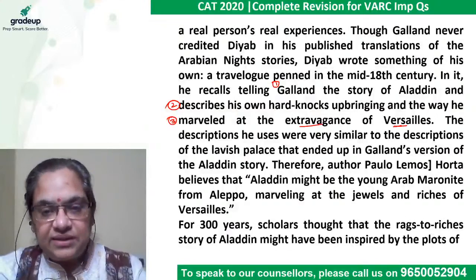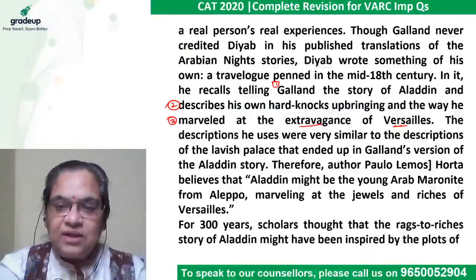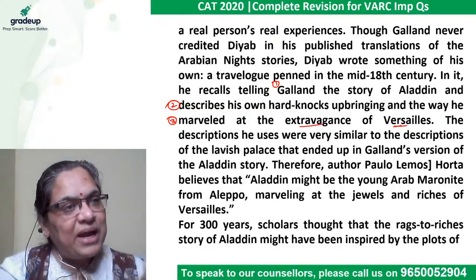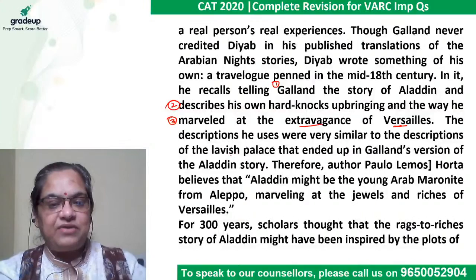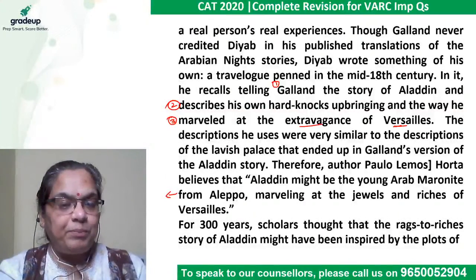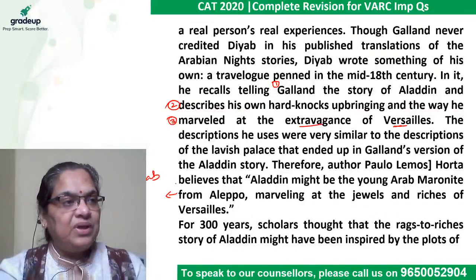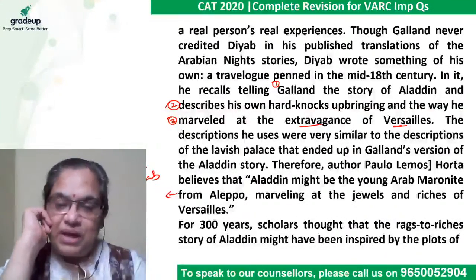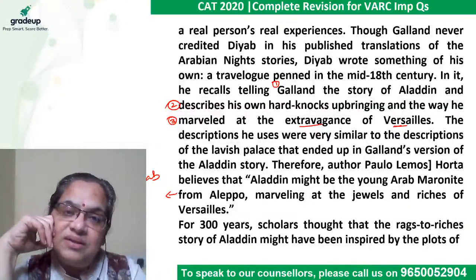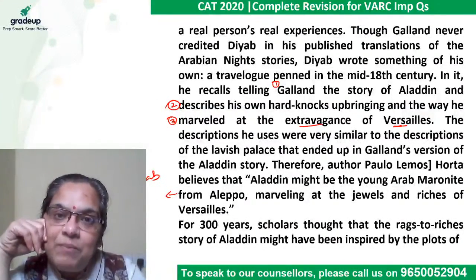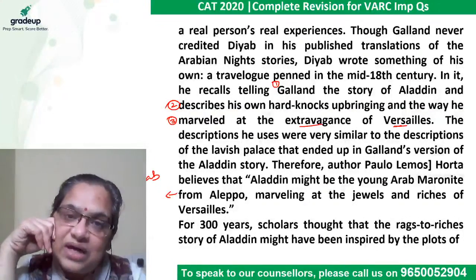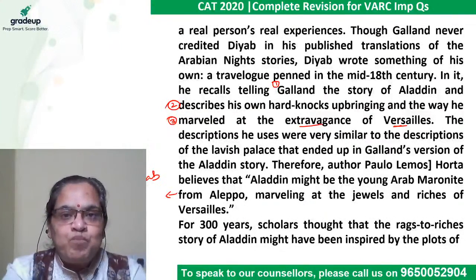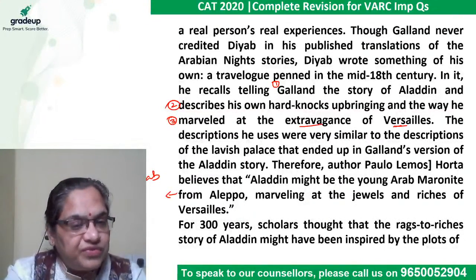his story of Aladdin. Looking at that, people, especially the author Paulo Lemos Horta, say Aladdin might be this Arab Maronite from Aleppo. Who is the Arab Maronite from Aleppo? Diab. So Horta says this Arab Syrian guy from Aleppo must have been Aladdin. So Aladdin is nobody but Diab, who went from Syria to France, to Versailles. When he looked at the palace of Versailles, he was marveling at the jewels and the riches of Versailles.